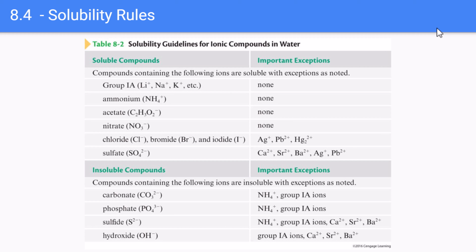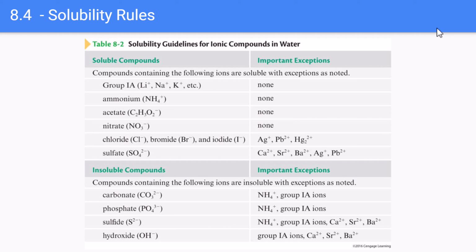For example, if I take a look at this chart and I look at soluble compounds that are in group 1A, or that contain the ammonium, acetate, or nitrate polyatomic ion, these will always be soluble. Soluble meaning that they will always dissolve in water. There are no exceptions to that. Chloride, bromide, iodide, and sulfate, most of them will dissolve in water but have some important exceptions. For example, silver chloride, silver bromide, lead chloride, lead bromide, mercury chloride, and mercury bromide will not dissolve in water and would be considered insoluble.